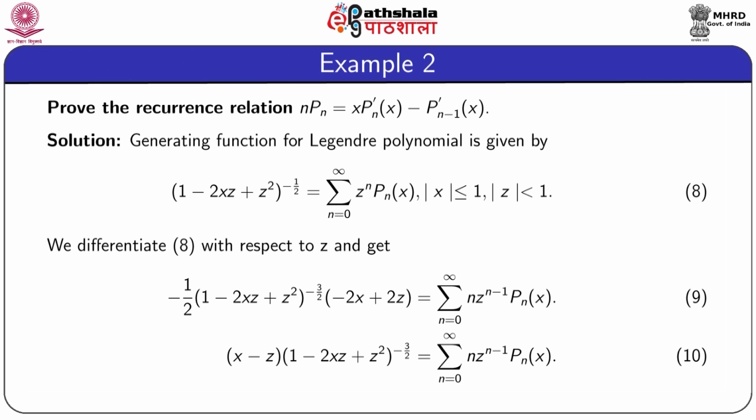We differentiate 8 with respect to z, and we will get minus half into (1 minus 2xz plus z squared) to the power minus 3 by 2 multiplied by (minus 2x plus 2z) is equal to summation n equal to 0 to infinity n z to the power n minus 1 P_n(x). If you simplify, you will get the equation number 10 from equation number 9.